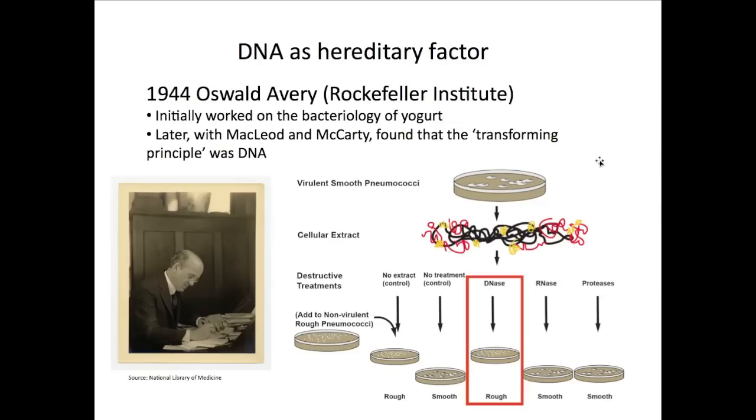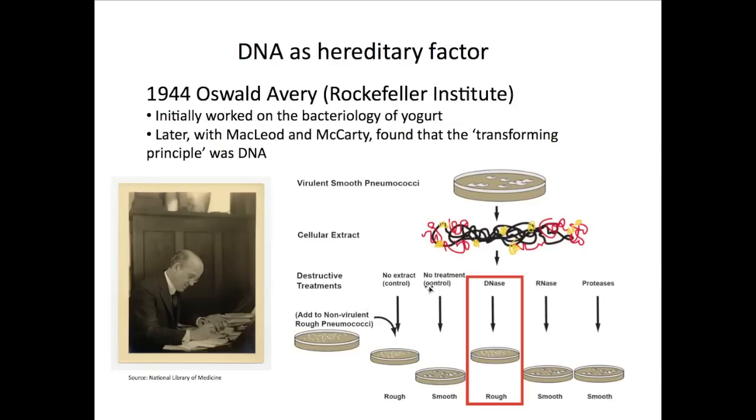So what he did is he and his collaborators took these smooth pneumococci, the virulent ones. They isolated a cellular extract which had, of course, protein, RNA, DNA in it, as well as lipids and other things. But then he took that extract and he treated it with several kinds of destructive treatments to knock out each of those different kinds of components, and to see, of those that were left, which of them could actually confer the trait of being virulent or of creating the smooth colony morphology. And what he found is that if he didn't use any extract and he added the stuff to rough pneumococci, the non-virulent ones, there was no change.